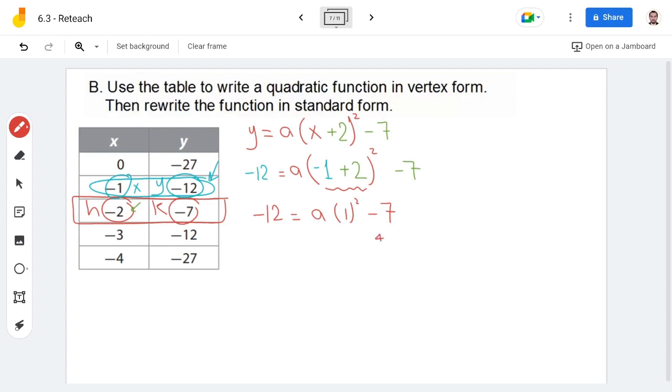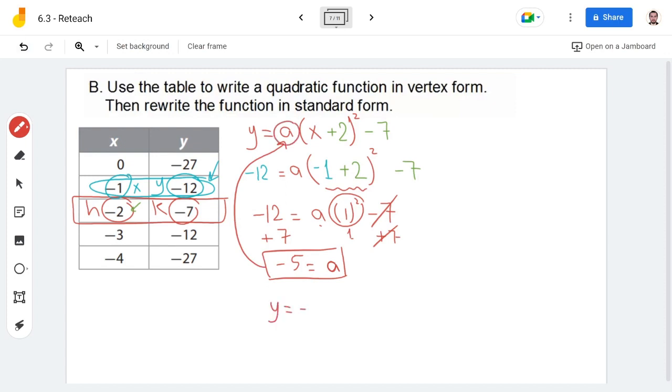So now we add 7 to both sides, so we cancel the 7. So now it's a, because 1 to the power of 2 is 1, and 1a is the same as a. So negative 12 plus 7 is negative 5. After we find negative 5, we can replace it in the formula here. So now my vertex form is y equals negative 5(x plus 2) to the power of 2 minus 7. So this is the vertex form.